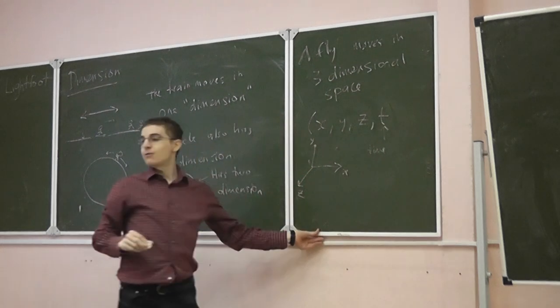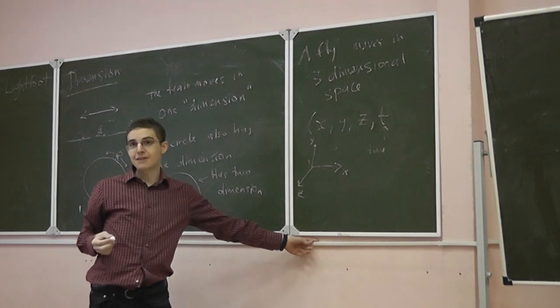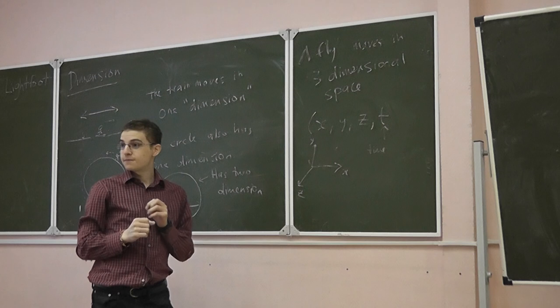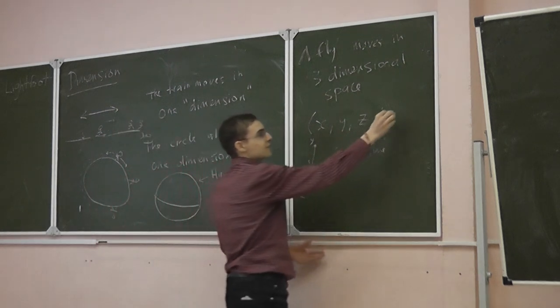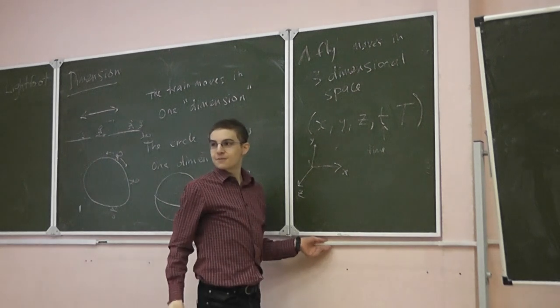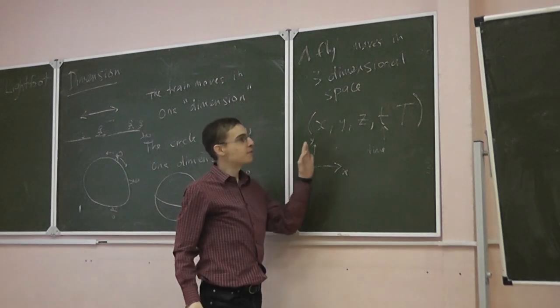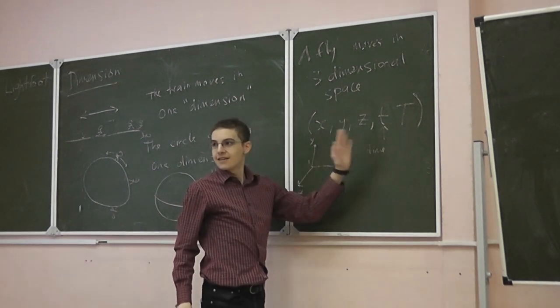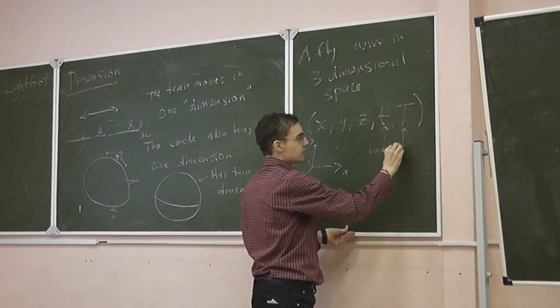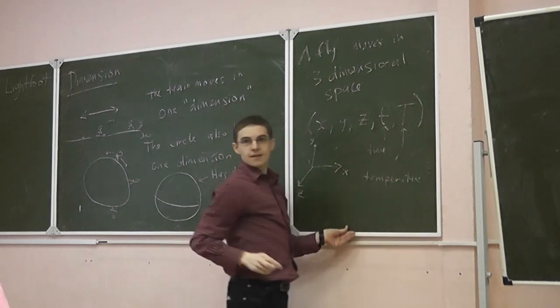But maybe the fly also has a thermometer, measuring the temperature. I'm not sure how to say it in Russian. Temperatura? So maybe it also records the temperature wherever it is. And so now it's moving in a five-dimensional space. And you could go on.